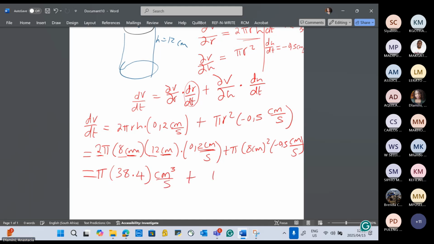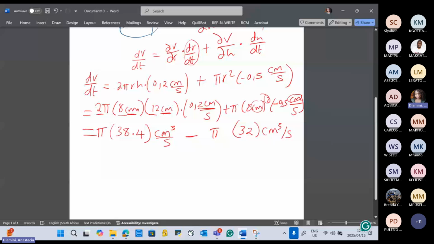It's minus. Yes, thank you, minus. There's a minus here, right? Then 8 squared is 64, times this 0.5, so that's 32. And because of this square, the centimeter becomes centimeter squared times another centimeter, centimeter cubed per second. So this equals, I'm assuming, 6.4. So this is 6.4 pi centimeter cubed per second.